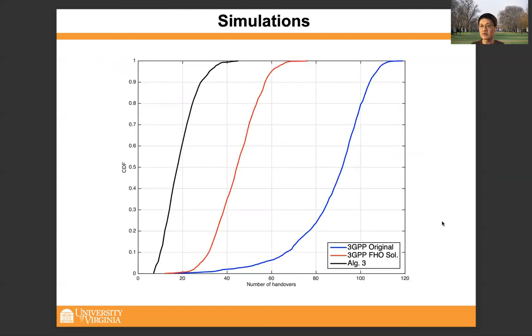Lastly, I'm just showing a quick simulation result showing the CDF of the number of handovers. I'm ignoring the setup here. You can find the simulation setup in the paper. But what you can see is that, yes, the 3GPP frequency handover solution does improve over the original protocol, but our algorithm, which uses this rigorous blocking method that designs the length of the blocks and how quickly you increase this block length, can further improve this handover performance.